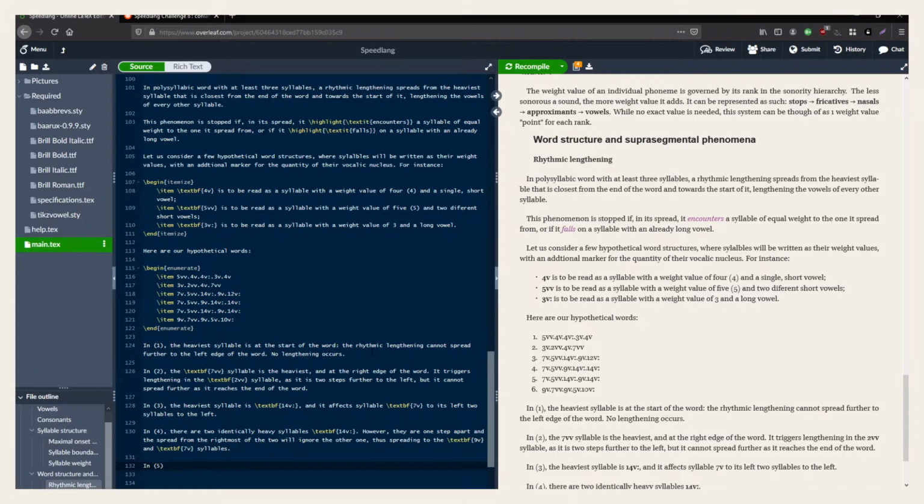So in 5, we find again 2 identically heavy syllables, 14V long, but this time 2 steps apart, which prevents the spread, lengthening.